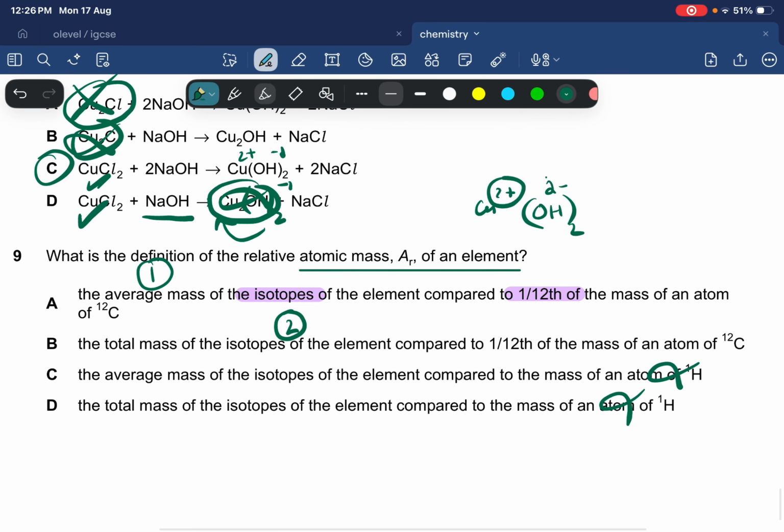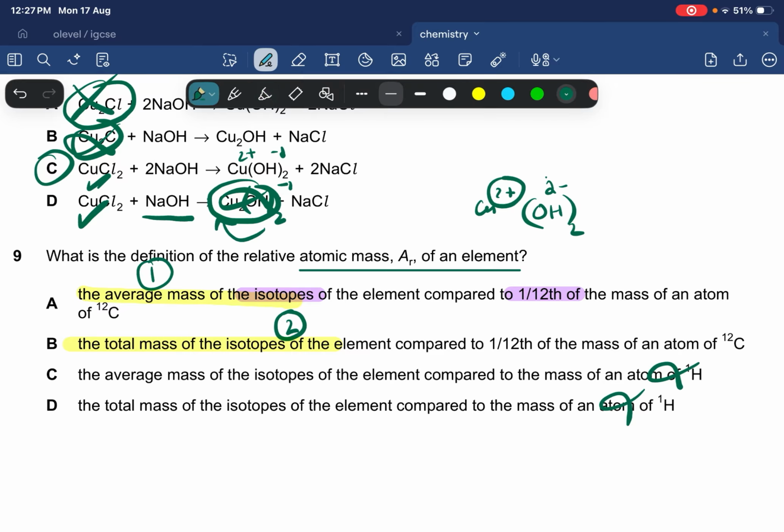The only difference, if you're able to spot it, is that the first one has the words average mass of the isotopes, and the second one has the total mass of the isotopes. If someone hasn't understood this, they cannot pick it up: you don't have the total mass of all the isotopes, you have the average mass of the isotopes. Right? You take out the average. If you have the total mass of all the isotopes, it's going to be so much that it's not going to be considered that atom. You're trying to justify a single atom.